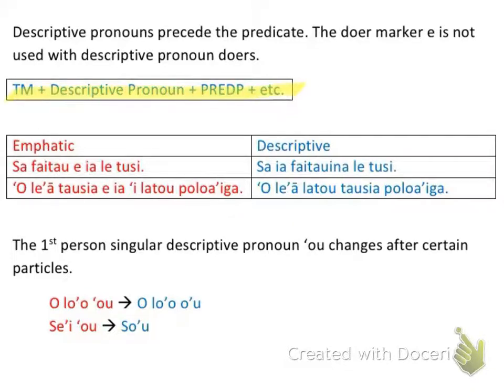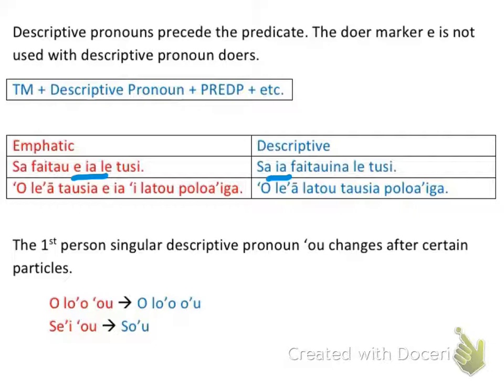The actual sentence structure when you use descriptive pronouns will be the tense marker, then the doer or the descriptive pronoun, then my predicate phrase, and whatever comes after that. Okay, let's look at some examples. The way that I would say this in the emphatic form would be sa faitau e ia le tusi, and the descriptive way would be sa ia faitau ina le tusi. Note that when I use the emphatic form, I have to mark my doer with an E, as seen here. Whereas in the descriptive, I don't need an E. I just need to say the descriptive pronoun.